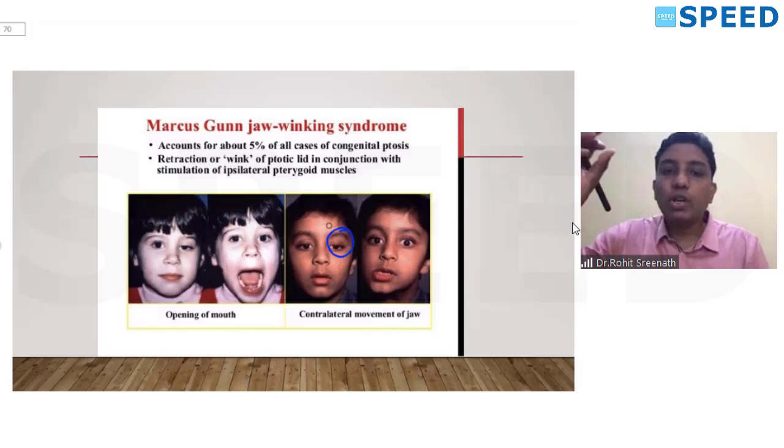This is because of the stimulation of the ipsilateral pterygoid. So the nerve supplying the levator palpebrae superioris has an abnormal innervation to the ipsilateral pterygoids. Hence, whenever the patient moves the jaw, either while opening the mouth or with sideward jaw movements while chewing, there will be an upper lid retraction, which is known as the Marcus-Gunn jaw-winking syndrome.